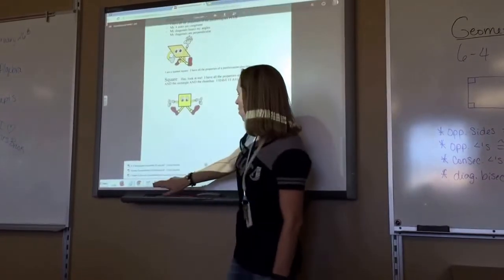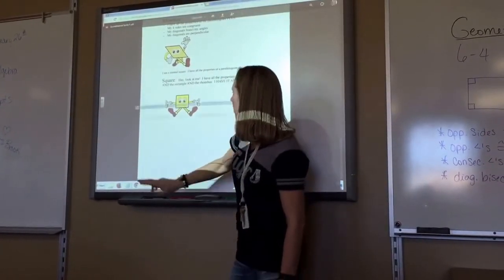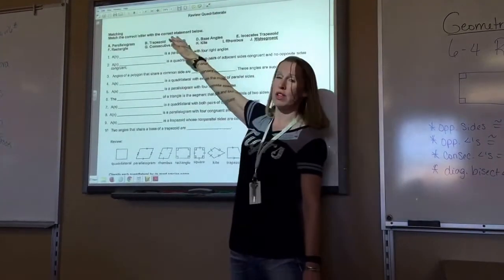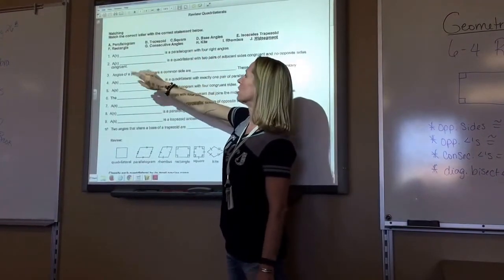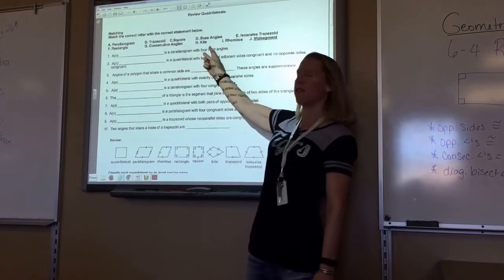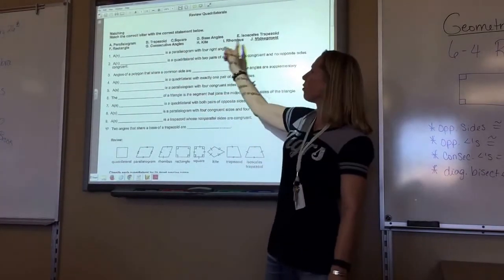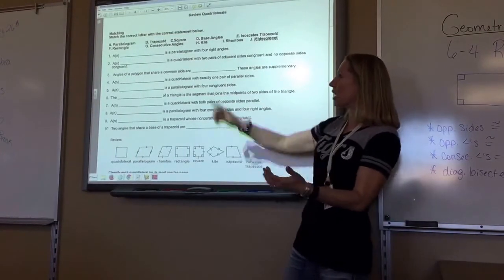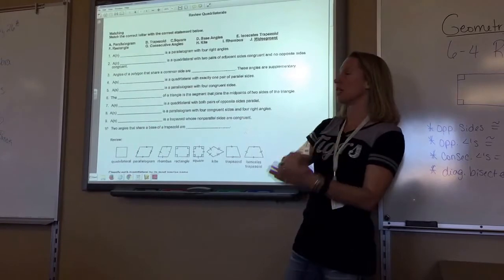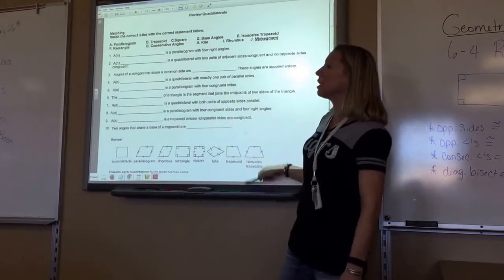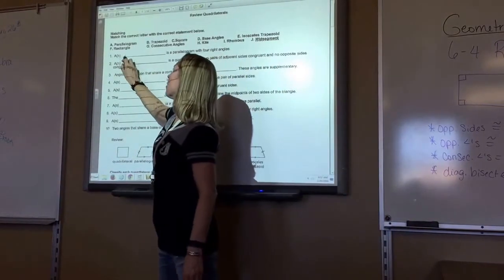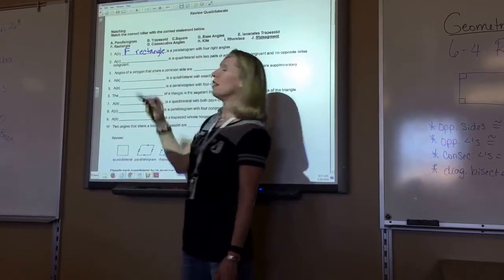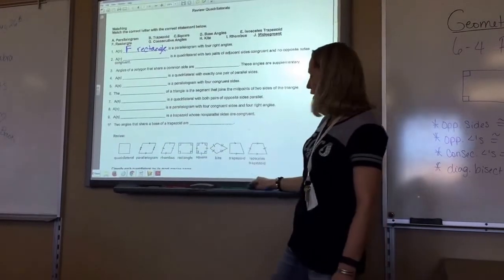Then you also have a worksheet that you're going to be working on today. So the first part is just matching. Make sure you know the definitions of all these. Like this first one says a blank is a parallelogram with 4 right angles. So do you remember which one just has 4 right angles? It's not a square, because a square has 4 right angles and 4 congruent sides. So do you guys remember which one it is? It would be a rectangle. You can put F or you can write out the word rectangle either way. So that's how you're going to do the first part.